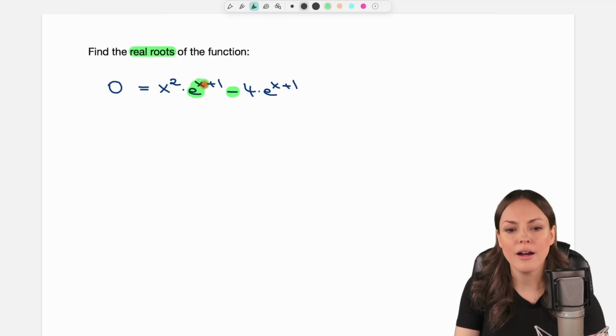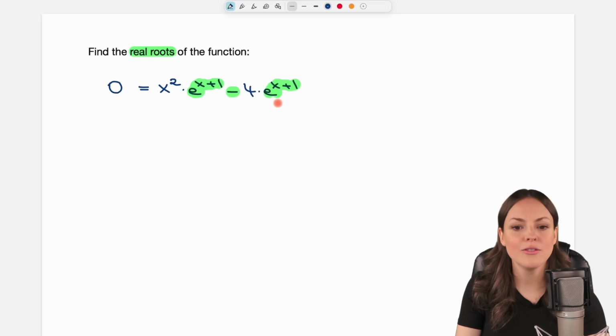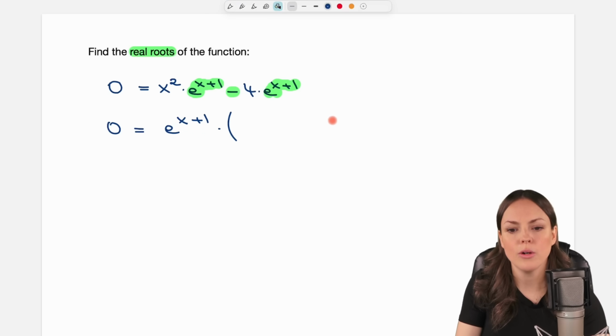And e to the power of x plus 1 is part of the first part, and it's also in the second part. So things repeat themselves, and we can factor them out. So let's do this. We want to factor out this green exponential part. What is left in my parentheses then? We have the minus here in between. If we factor out this part, only x squared is left. If we factor out this part, only the 4 is left.